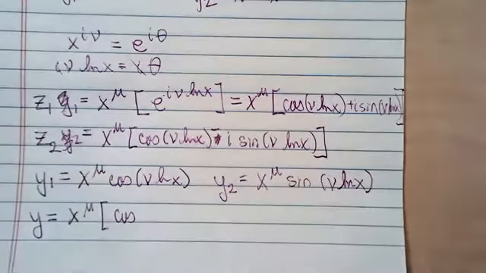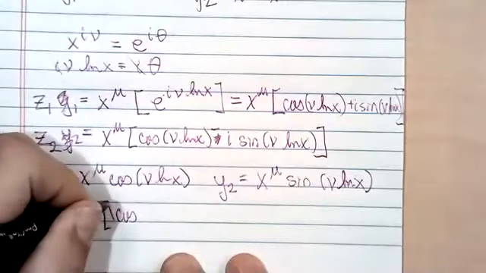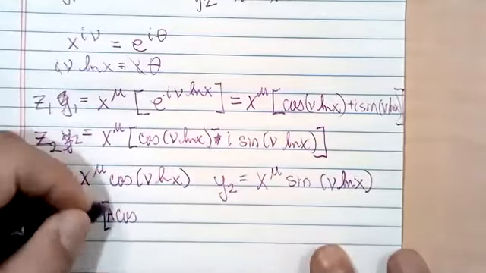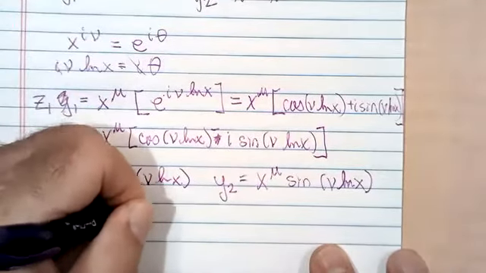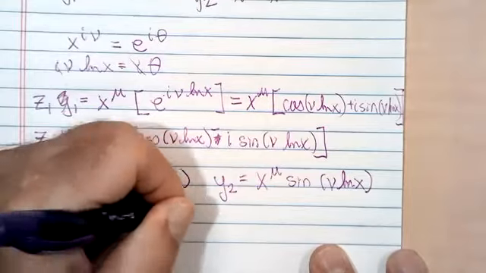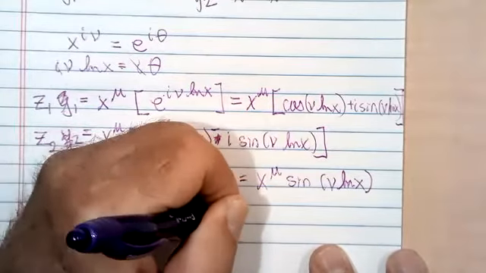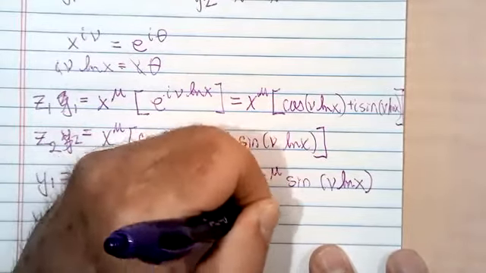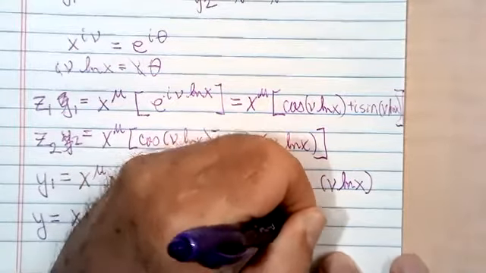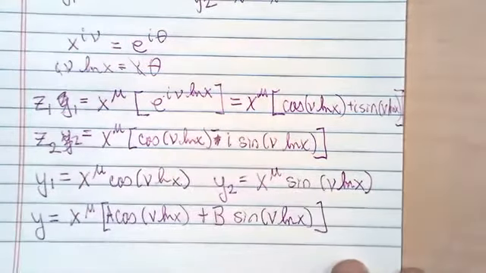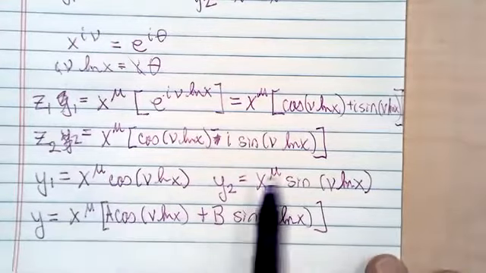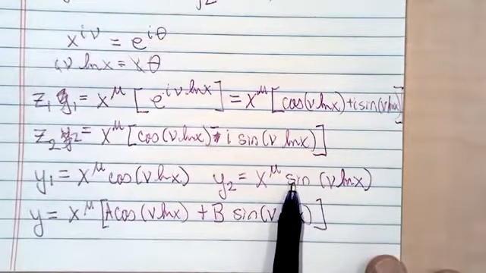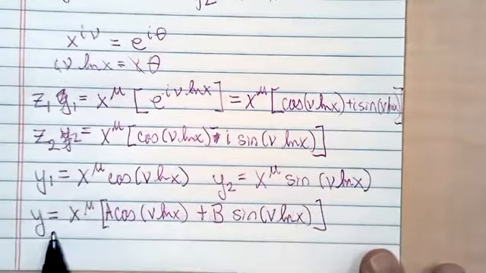Whoops, I need a constant in here. A cosine nu log x plus b sine nu log x. If you took a times this one and b times this one and added them up, you could factor the x to the mu off and you get that.